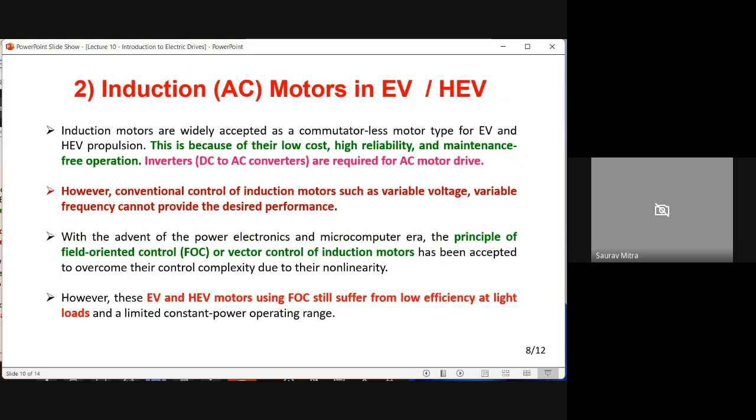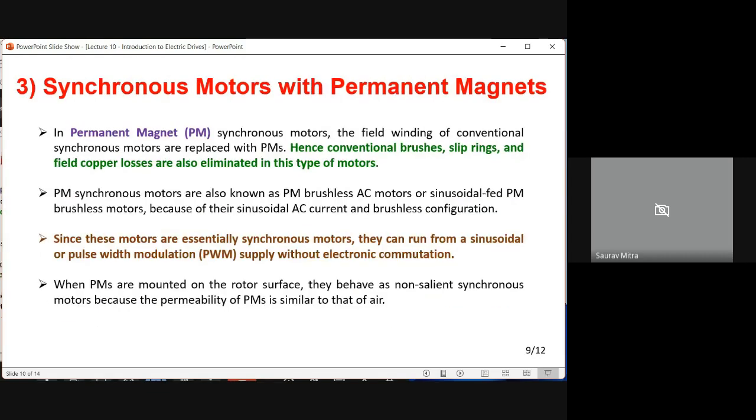For the induction motor, we'll study this in detail, and we'll see there are different drives. That means the different electronic circuits which are there to control the performance of AC motors or induction motors. Then the synchronous motor with permanent magnet. There is something called synchronous speed, Ns equals 120 times F by P. It's also an AC motor. F is the supply frequency and P is the number of poles.